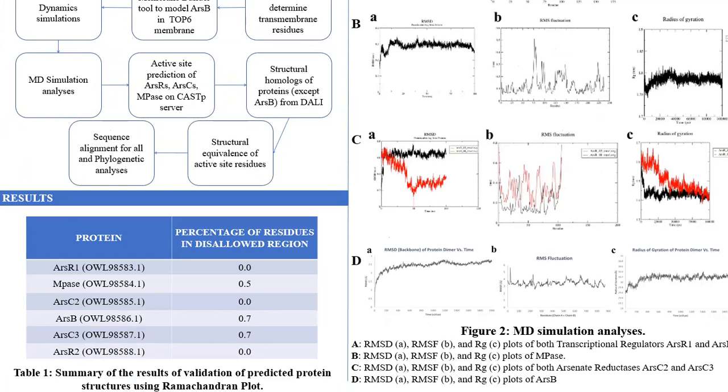The presence of less than 1% residues in the disallowed region of the Ramachandran plot is necessary to deem a structure as sterically stable and confident for further analysis. All proteins of the ARS operon in Deinococcus indicus DR1 had less than 1% residues in the disallowed region of the Ramachandran plot. Hence, we were confident of the predicted models.